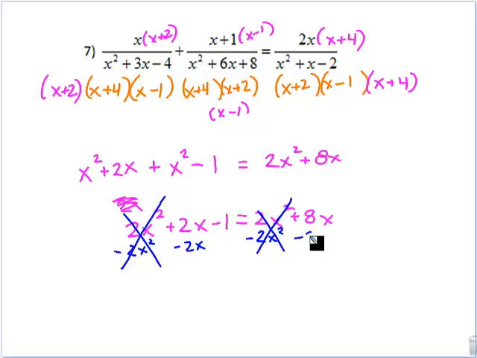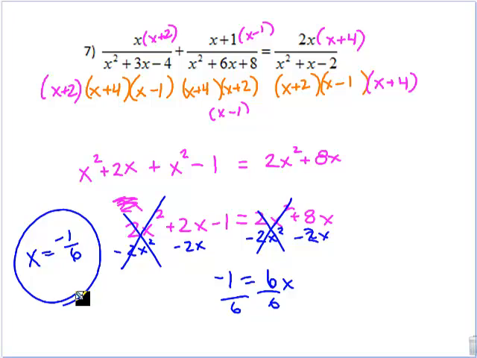Yeah, so subtract the 2x. So we have negative 1 is equal to 6x. Divide by 6. So what does x equal? Yep, negative 1/6. Now, will this make any of your denominators 0? No. What are the three values that would make your denominator 0? Yeah, negative 2, negative 4, and positive 1 would make those 0. So this is a perfectly fine solution.